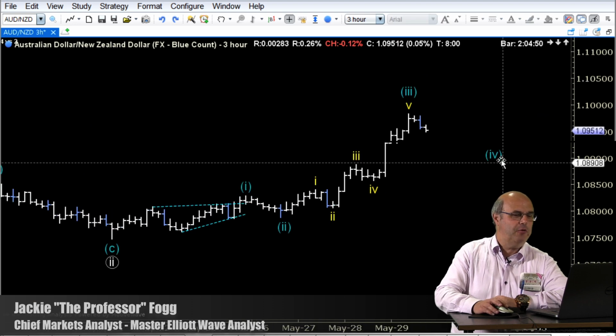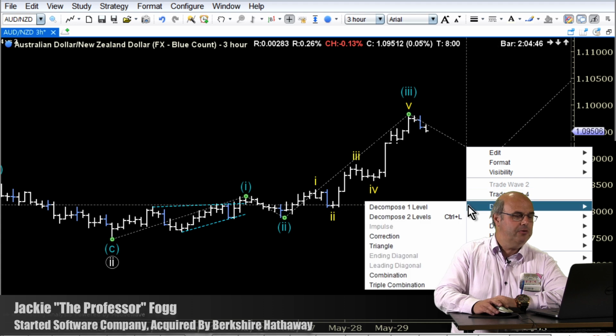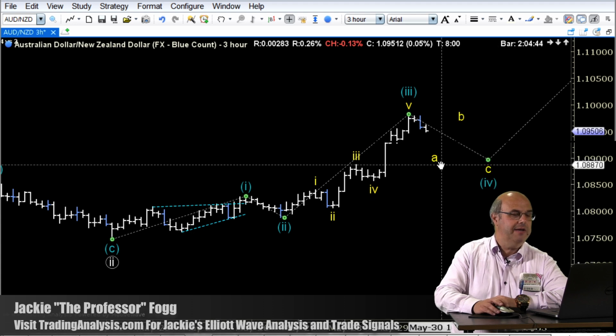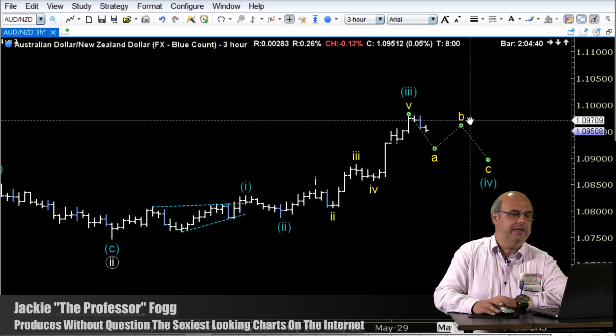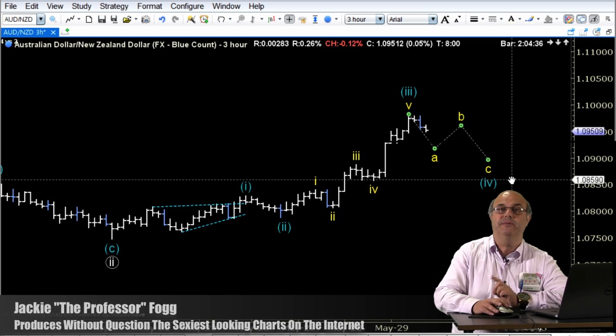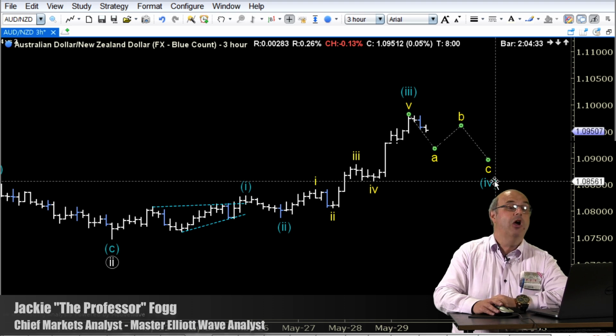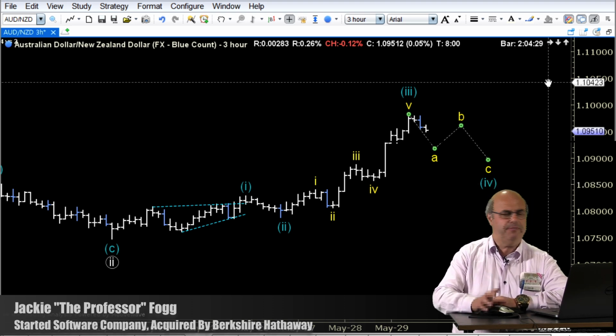This is the 4th wave. And what it's going to do is it's going to decompose in 3 waves. It's going to come lower in A, rise a little in B, and come lower in C. And this is about the level where we're looking to buy it tomorrow or Monday, for a move to 110.5, maybe even 111. That's the plan, that's the trade.